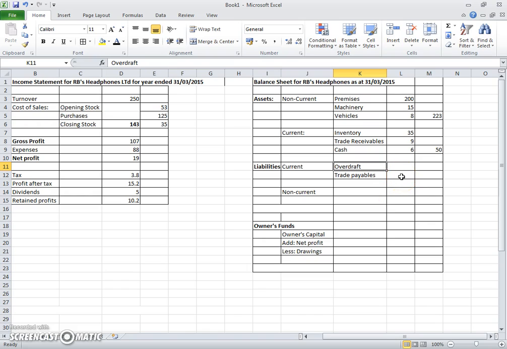He's also got trade payables, so he owes his suppliers some money. Okay, so that could be money owed to the electricity company, it could be money owed to his broadband supplier, if he has broadband on his premises. Everyone has that these days. But mostly suppliers and any short-term bills he has, any short-term debts.